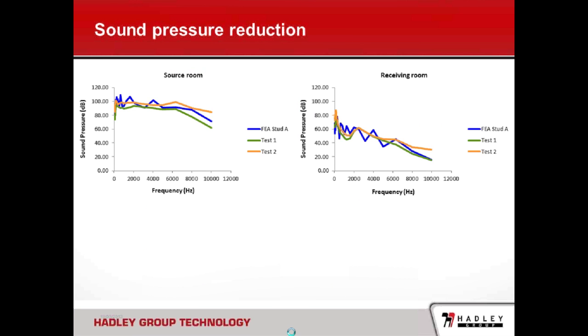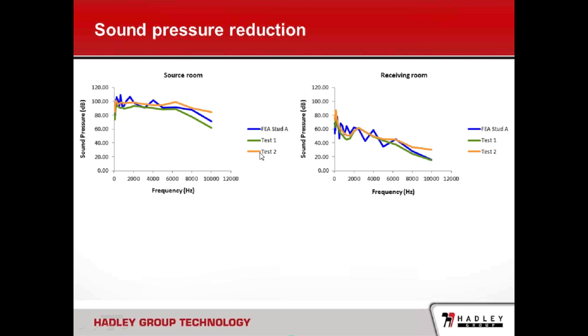And here's the result in terms of sound pressure magnitudes represented in decibels. As you can see, on the left is the result in terms of sound pressure against frequencies from small frequency to high frequency at 10,000 Hertz. And for each of the stud systems, we perform two tests to take into account the variation during the test condition. So this example represents the result for stud A.